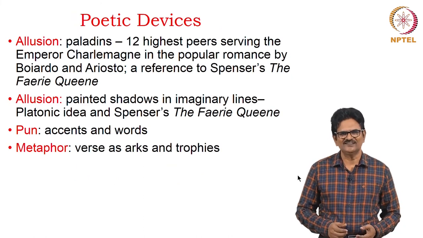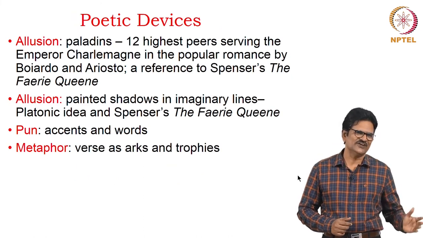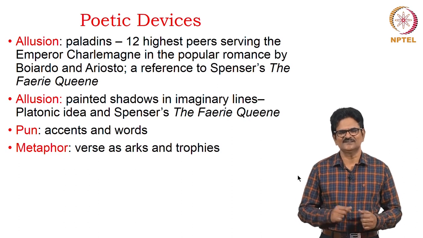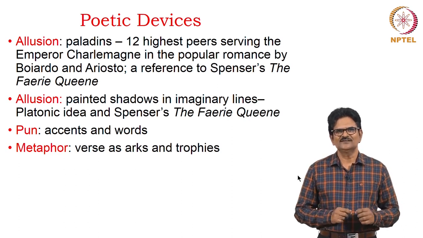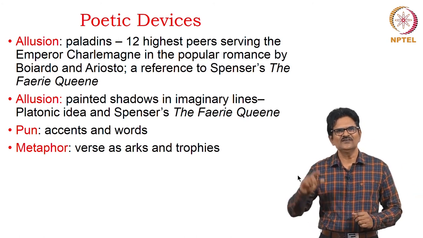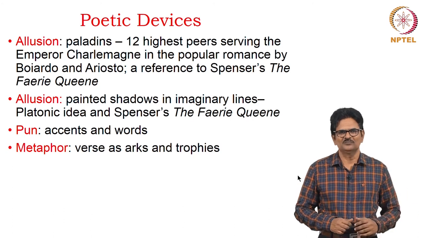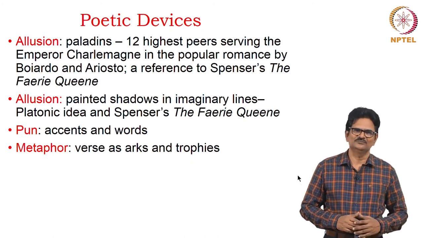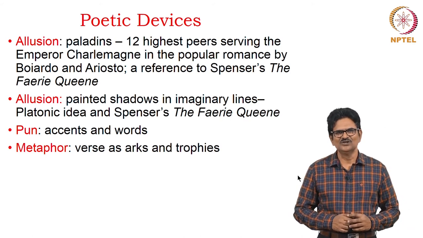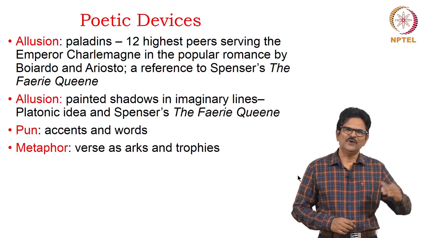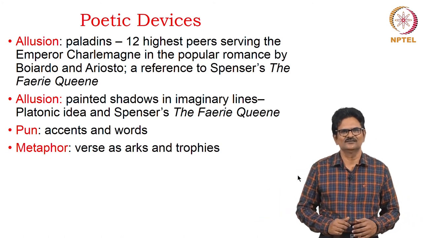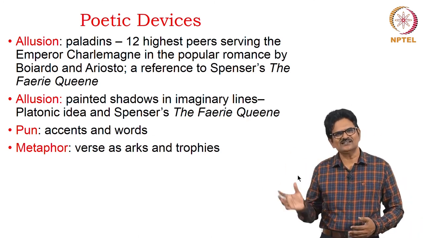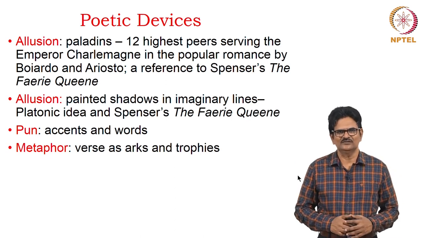We have a number of poetic devices here again in this poem. Allusion is the first one. Paladins is a reference that we have in this particular poem. Paladin means 12 highest peers serving the Emperor Charlemagne in the popular romance by Boiardo and Ariosto. It also has a reference to Spenser's The Faerie Queene. We have another allusion in the same context, paint as shadows in imaginary lines, referring to the Platonic idea of love and the idealistic love that Spenser presented in The Faerie Queene.